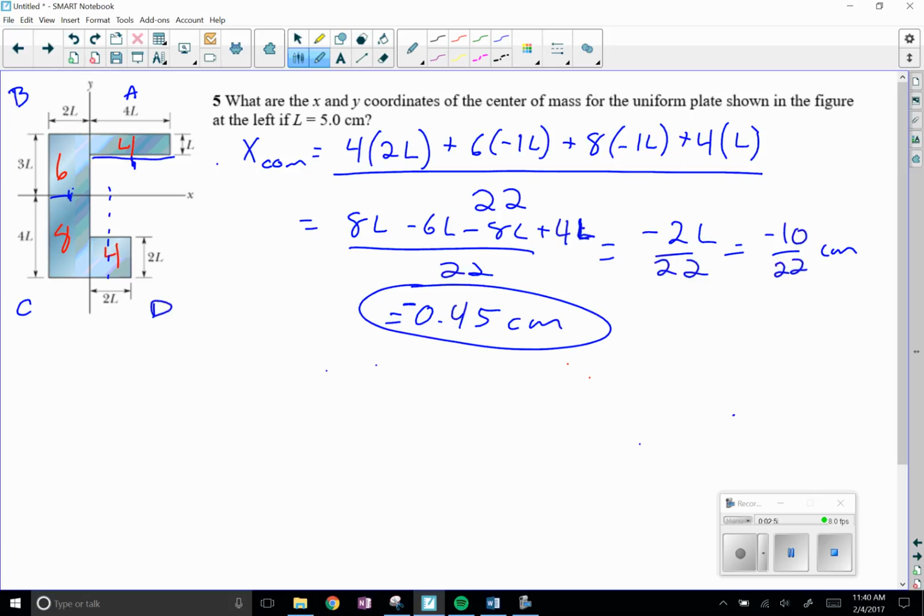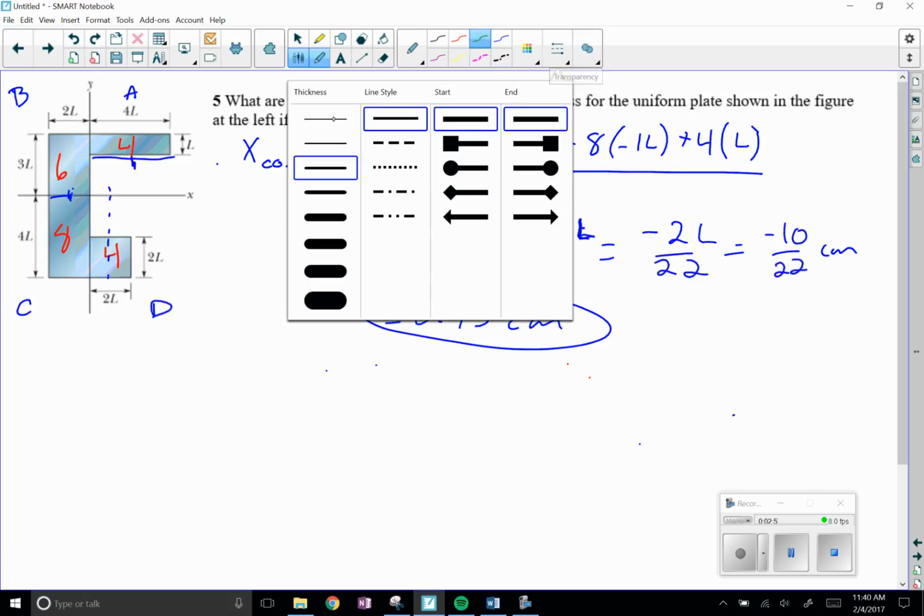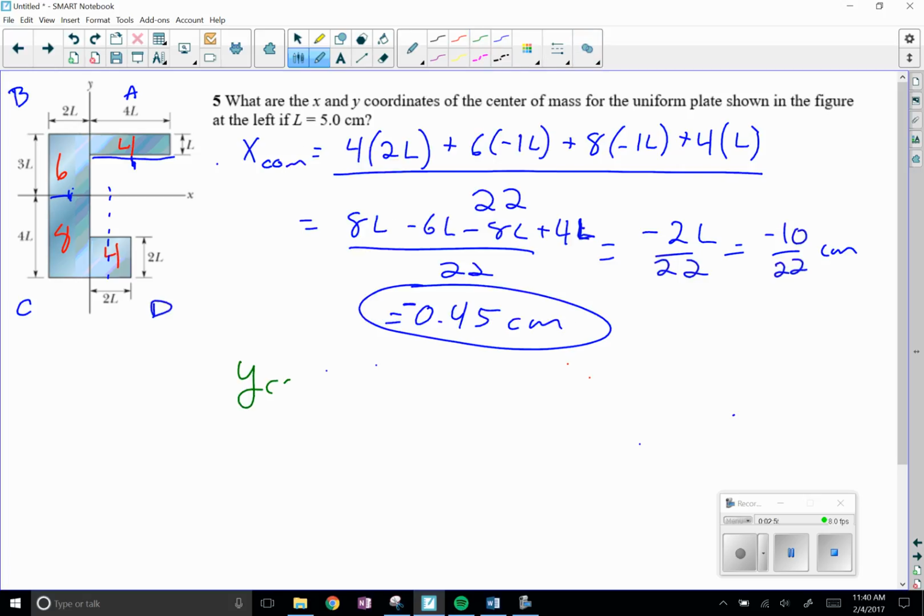Now I'm just going to repeat the same process for my y center of mass. The mass of chunk A is 4. Its vertical center of mass is up here. It looks like this is 2L plus another half, so 2.5L. Plus chunk B has a mass of 6. Its center of mass is going to be halfway through 3L, so that's 1.5L.